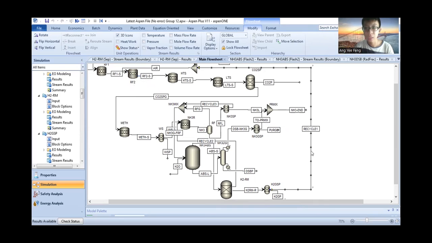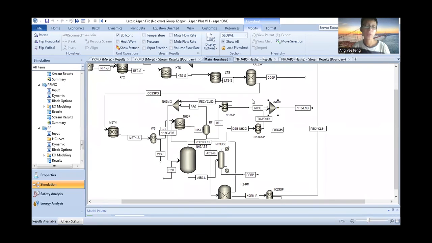Recycle 1 is the H2 and CH4 from the hydrogen removal unit to the secondary reformer. The second recycle stream is the one from the H2 removal unit to the ammonia synthesis reactor. It consists mainly of hydrogen. And the third one, recycle 3, is from the NH3 liquid separator to the NH3 mixer before the outlet enters the ammonia absorber.